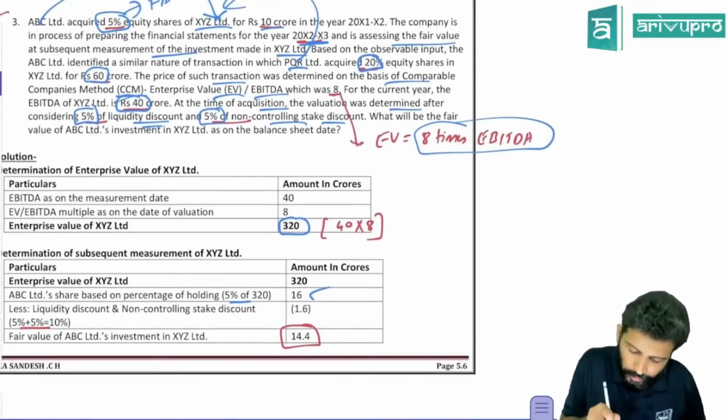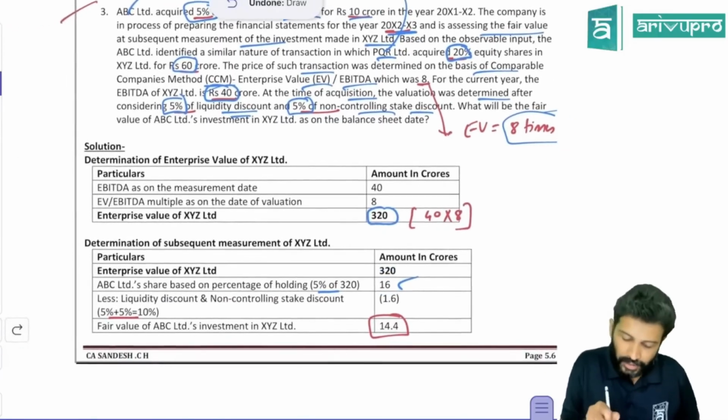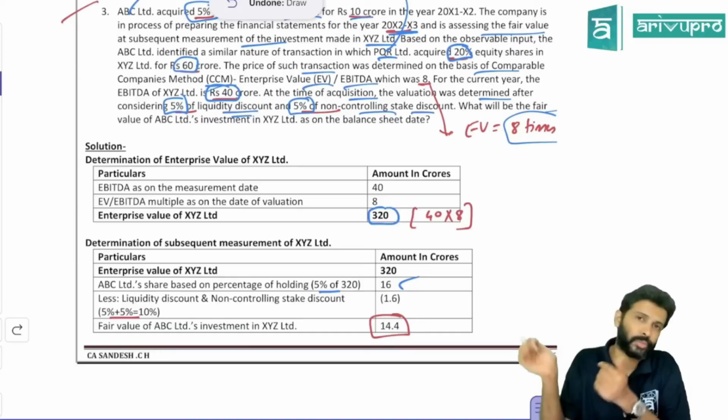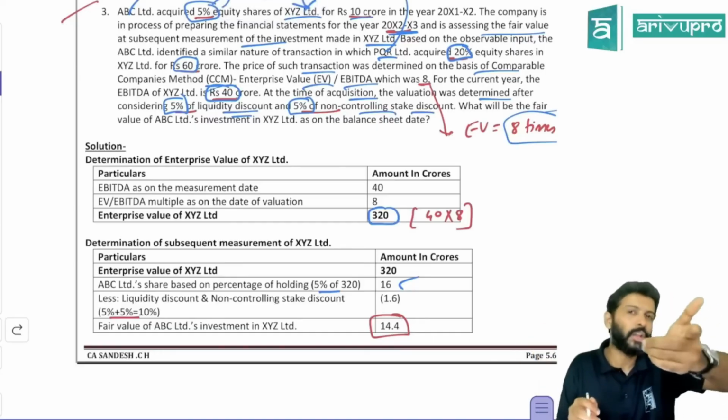So we also have to reduce. We can't take 16 crores as is. We can't take 5% of 320 because 10% discounts were reduced: 5% for NCI and 5% for liquidity.